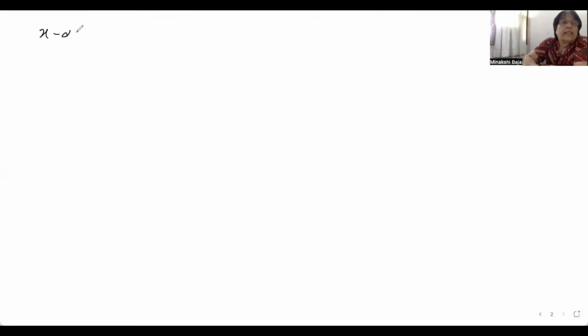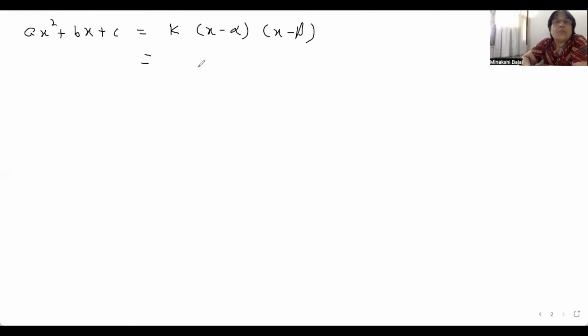Now ax square plus bx plus c, this can be written as k times x minus alpha, x minus beta. Now multiply these two brackets. You will have x square minus alpha plus beta x plus alpha beta. Multiply these two brackets, you will get this.